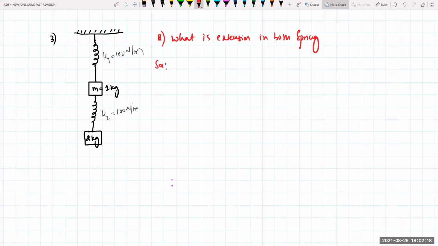Okay, so now make an FBD for this one very carefully. Now tell me, weight of this, 2G, will act in the downward direction. Any doubt? There will be the tension in this one, this will be T1. Again, the weight of this body, mg, will act in the downward direction. So this is 2G, and here this weight will be equal to your 1G.